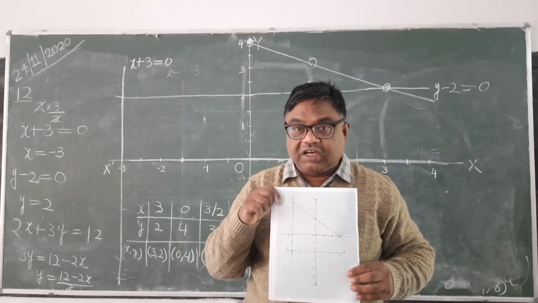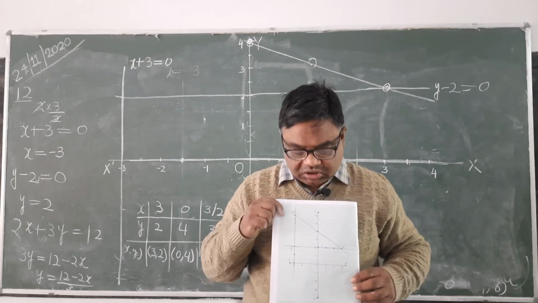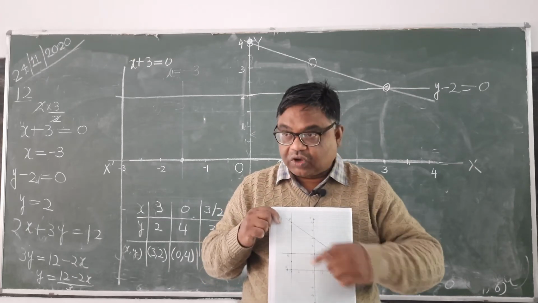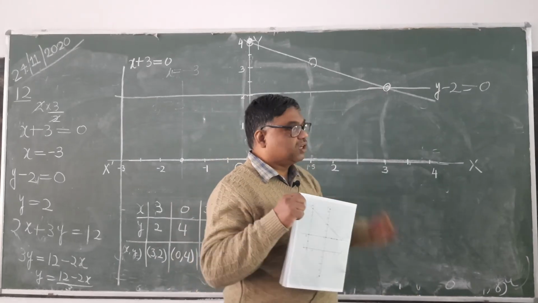Then what is the coordinate of B? Minus 3 comma 2. It's clear? It is in front of 2 on y axis. And what is the coordinate of C? C point will be this. What is the coordinate here?